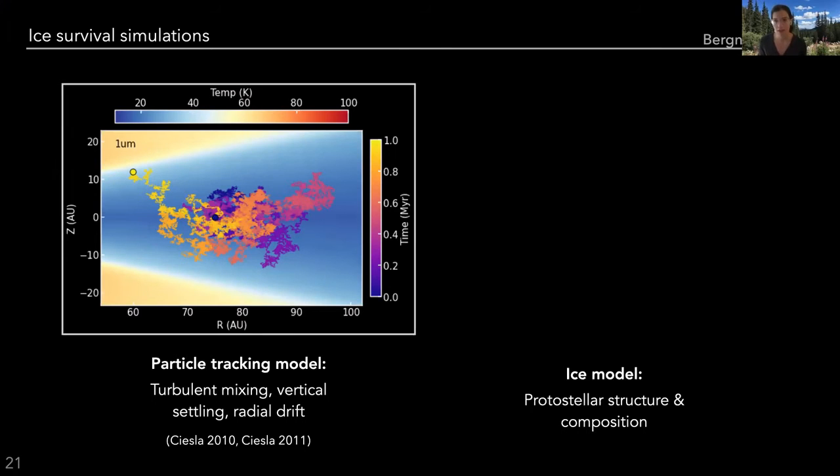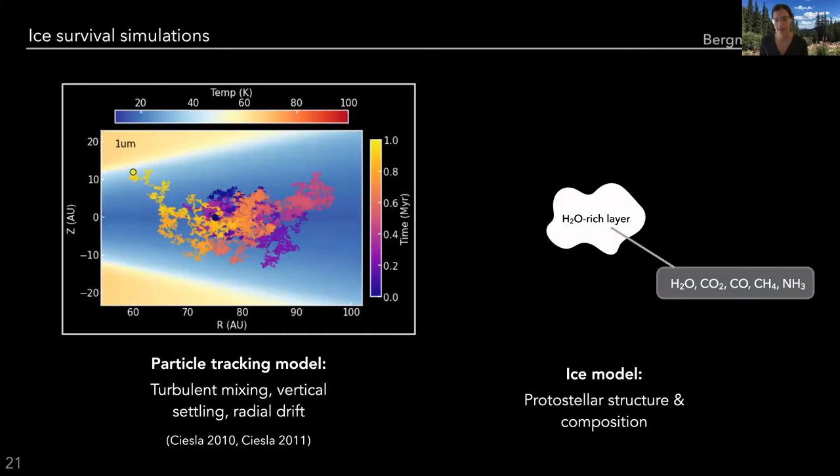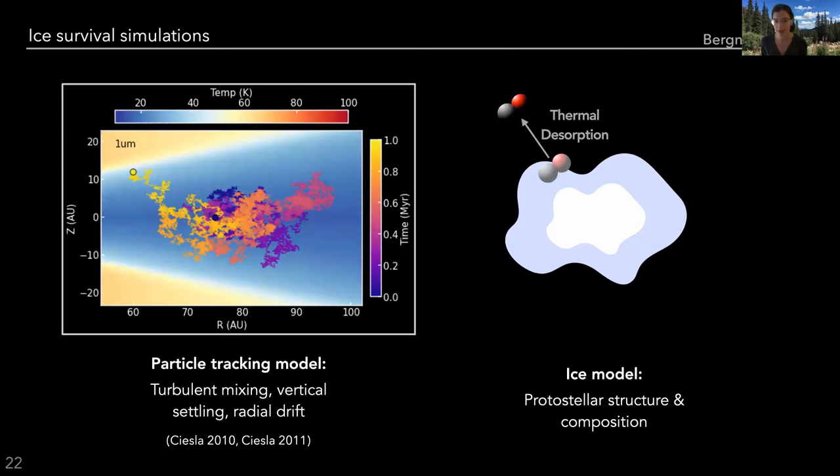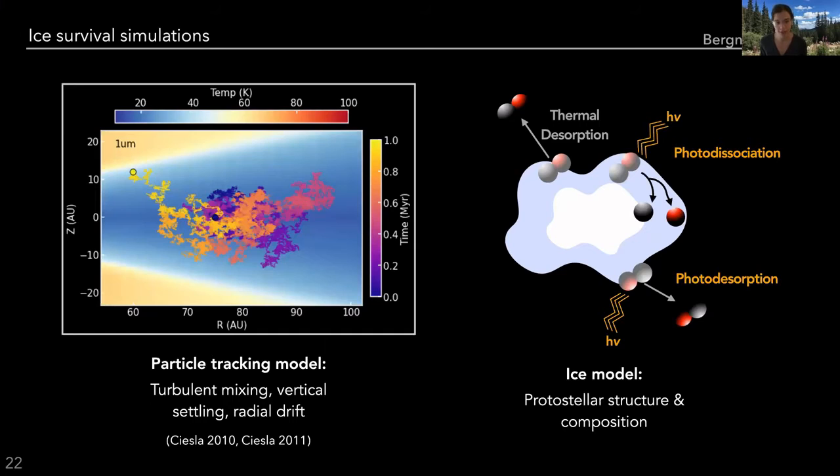We couple this physical model with a chemical model that's based on a protostellar ice structure and composition. So this has a water-rich core with other molecules that are normally associated with the water-rich layer, and then is capped by a thinner CO-rich layer. So we then subject this ice to destructive processes like thermal desorption, photodesorption, and photodissociation to see how the ice is basically altered as the particle is journeying through the disk.